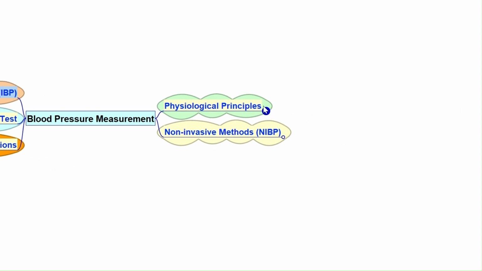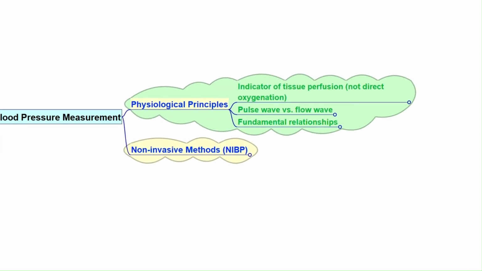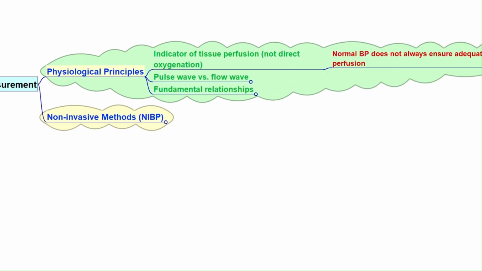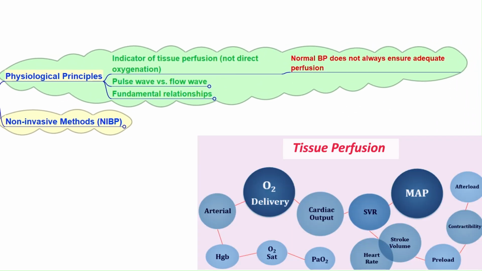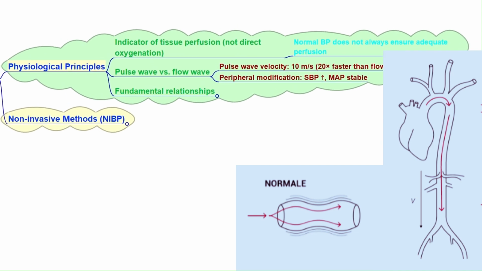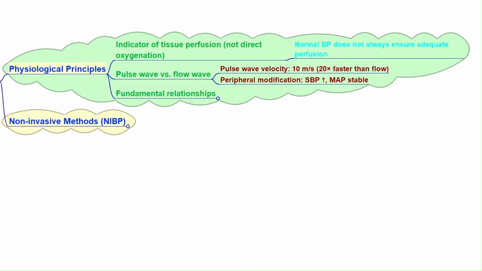Blood pressure reflects tissue perfusion and organ oxygenation. However, normal blood pressure does not always mean adequate perfusion. Both invasive and non-invasive blood pressure measurements rely on the arterial pulse wave, which travels from the heart to the peripheral arteries and precedes the systolic ejection volume.